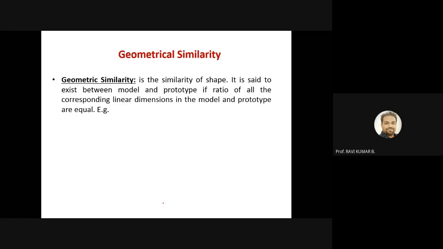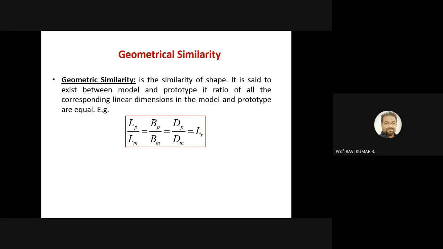So first is called geometrical similarity. It is the similarity of shape, right? It is said to exist between model and prototype if the ratio of all corresponding linear dimensions in model and prototype are equal. So length by length, width by width, and height by height. If you take the ratio, if they are exactly equal, you can say geometrical similarity. So for example, length of prototype divided by length of model is equal to width of prototype by width of model, and depth of prototype by depth of model is equal to, this is known as LR.